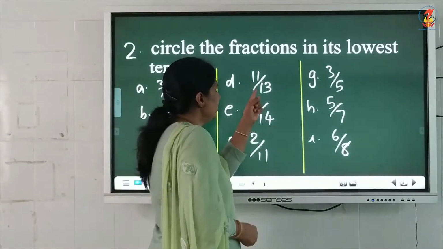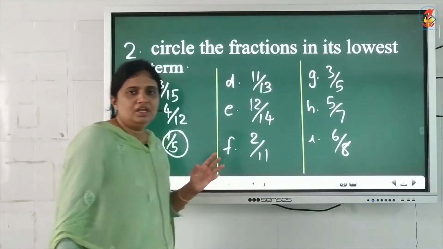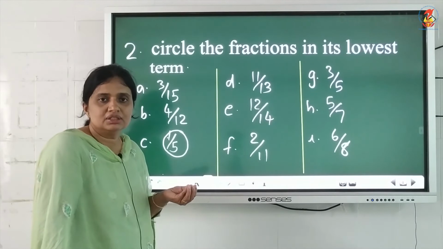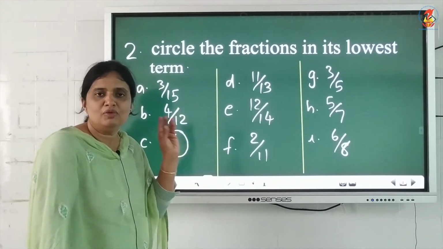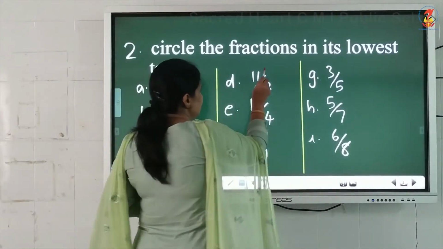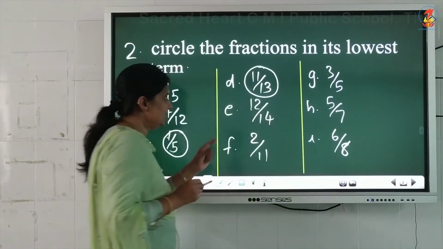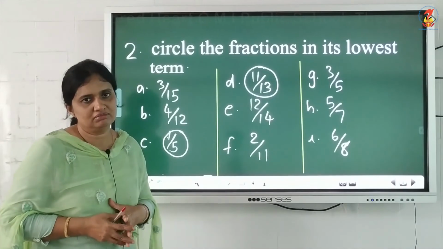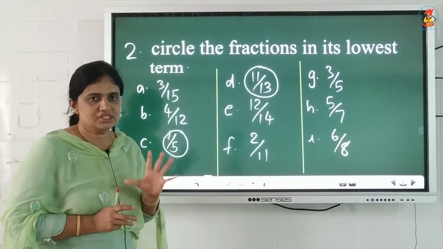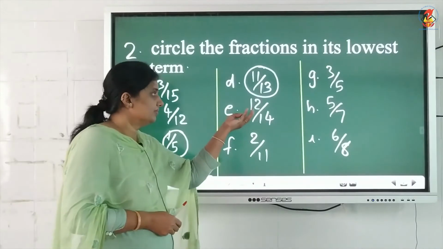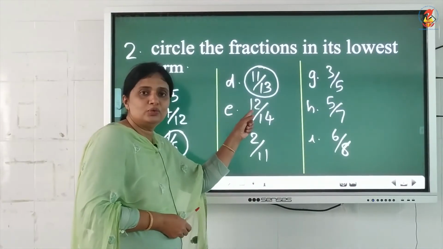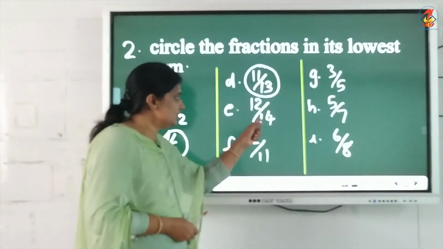Next one, 11 and 13. Any common factor there? No. The common factor between numerator and denominator is 1 only. That means it is in the lowest term. And next one, 12 by 14. Is it in the lowest term? No children, because their common factor is 2. 2 sixes are 12, 2 sevens are 14.